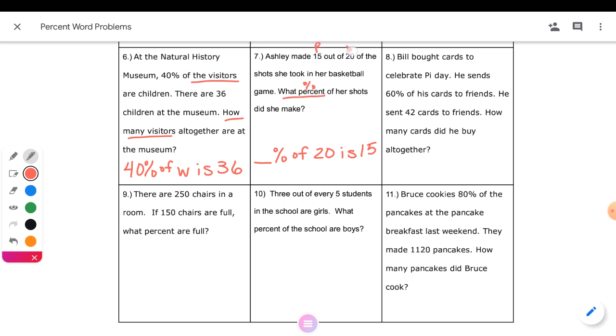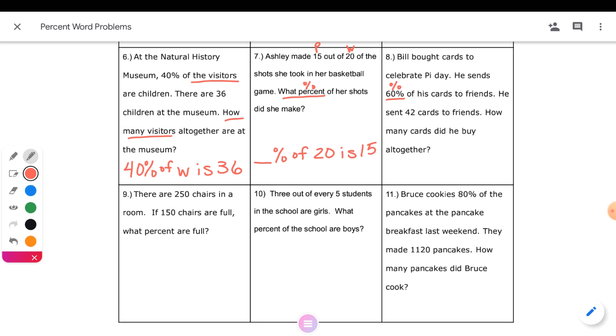Part, whole. Number 8, Bill bought cards to celebrate Pi Day. He sends 60% of his cards to friends. So 60% of his total cards go to his friends. He sent 42 cards to friends. How many cards did he buy?